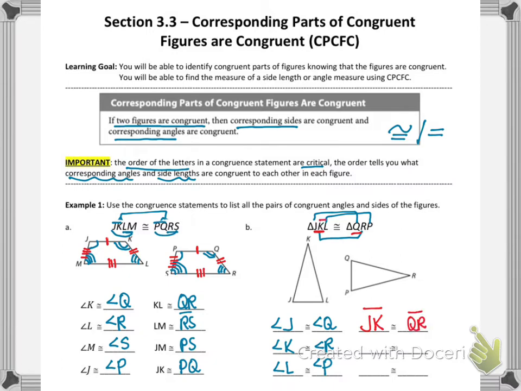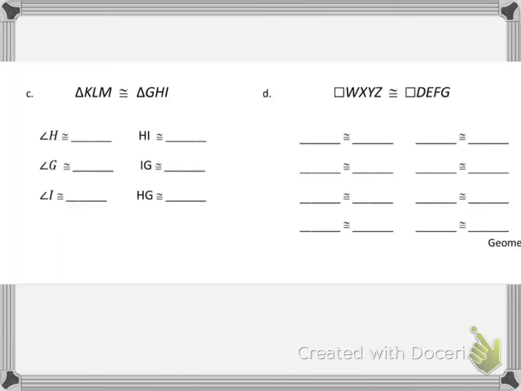Now if I go second and third, that's KL and RP. So KL is congruent to RP. And then to get that final segment, we'd have to go first and last. So I could call it JL or LJ, but then I have to be consistent on the other side. So since I called it LJ, I'm going to call it QP, and those are congruent. Okay? So that's how we work with a congruent statement.